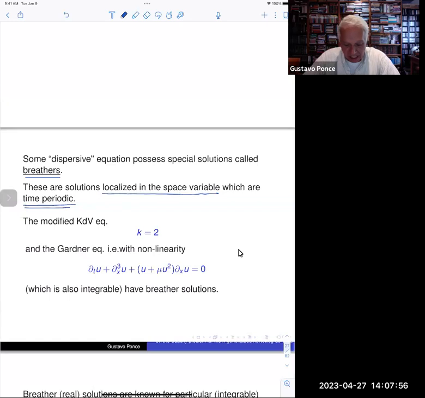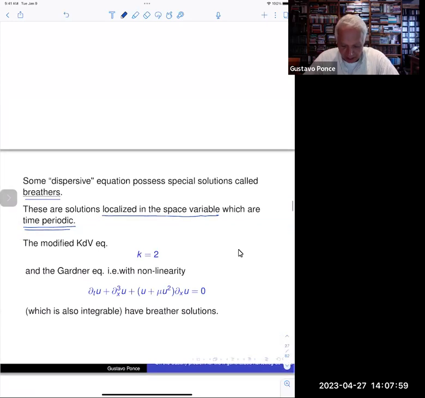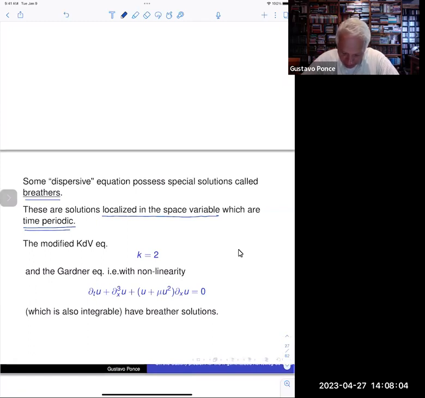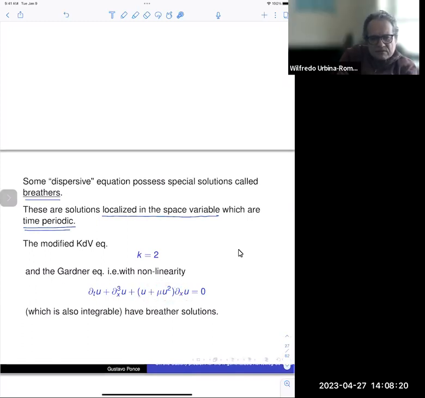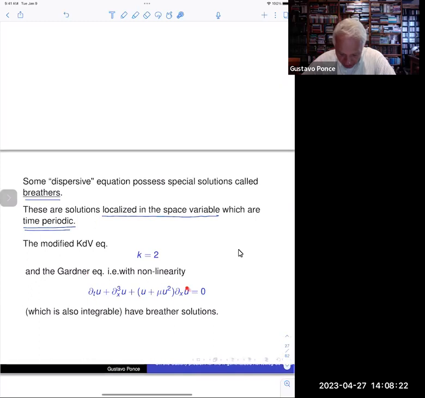Okay? And which equations are known to have breathers? The modified KdV and this equation. This equation is kind of a combination of the KdV with the modified KdV with this parameter mu there. And this is called the Gardner equation. This equation, the KdV and the modified KdV are known to be completely integrable. And they are the only three known to be completely integrable that have to do with the KdV.